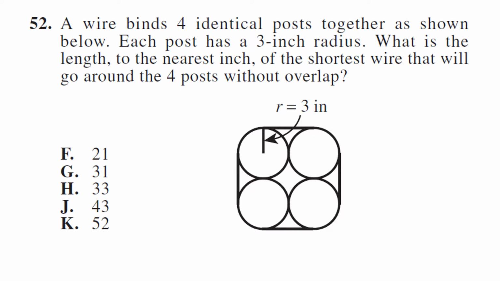Each post has a 3-inch radius. What is the length, to the nearest inch, of the shortest wire that will go around the 4 posts? So we want to know really what the perimeter is as the wire hugs the posts. If it has a radius of 3, that means that's another 3 and another 3 and another 3. So from one side to the other is 12. So all the way around, if we don't cut the corners, is going to be 48, right? So we know it's definitely not 52, and pretty sure it's bigger than 33.